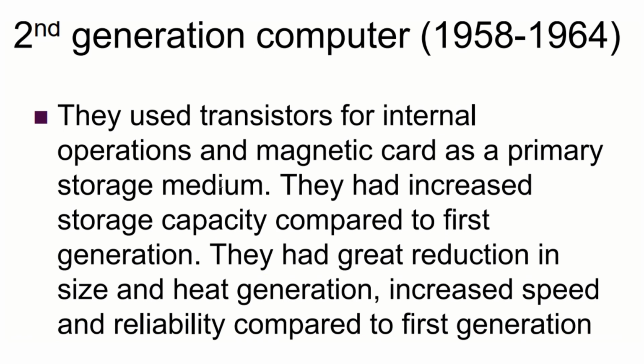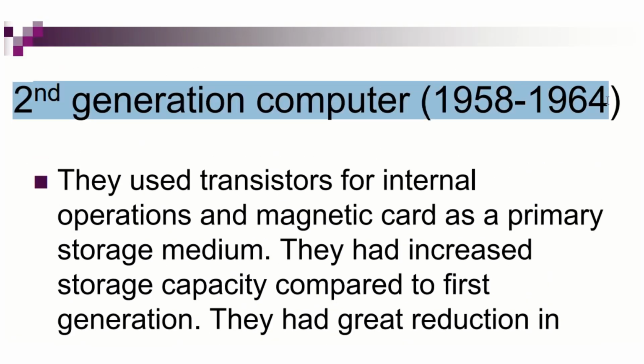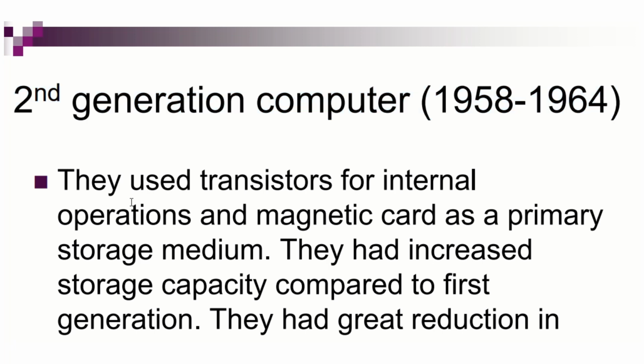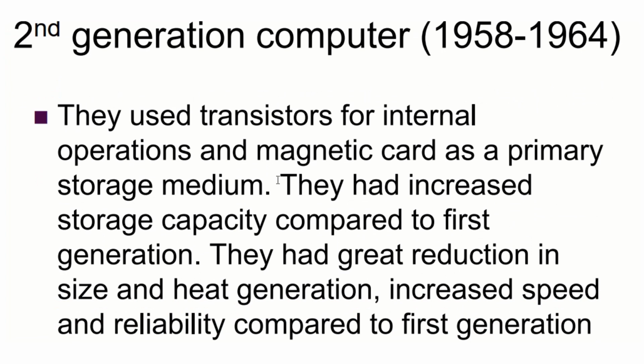Want to look at the second generation computer? The second generation computer was developed between 1958 and 1964. They used transistors to control the internal operation, and magnetic cores were used as primary storage media to store their data. They had increased storage capacity compared to the first generation computer. The next characteristic of the second generation computer is they had a great reduction in size and heat generation.